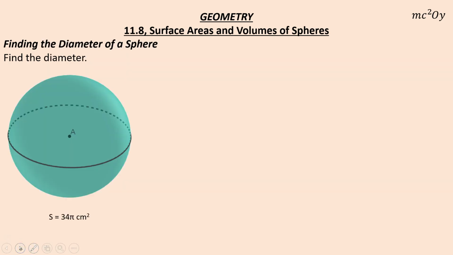All right, let's try to find the diameter given the surface area. We know a couple things. First, we know that a diameter is equal to 2 radii. And we know that surface area is equal to 4 pi r squared. If I can find the radius, I can substitute that in and double it and find the diameter. So let's use what we know. We know the surface area is 34 pi. So I'll substitute that in for s.